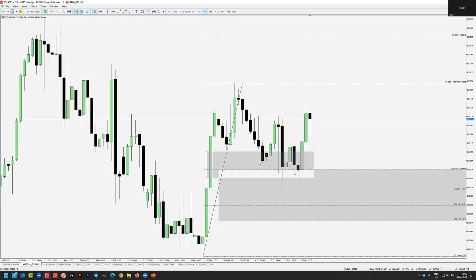become high probability with a PD array that is accompanying them. If it's just a retracement level without any PD array, you just have to be skeptical a bit. It's not high probability. So you can see here, our discount zone has got a confluence with a fair value gap.